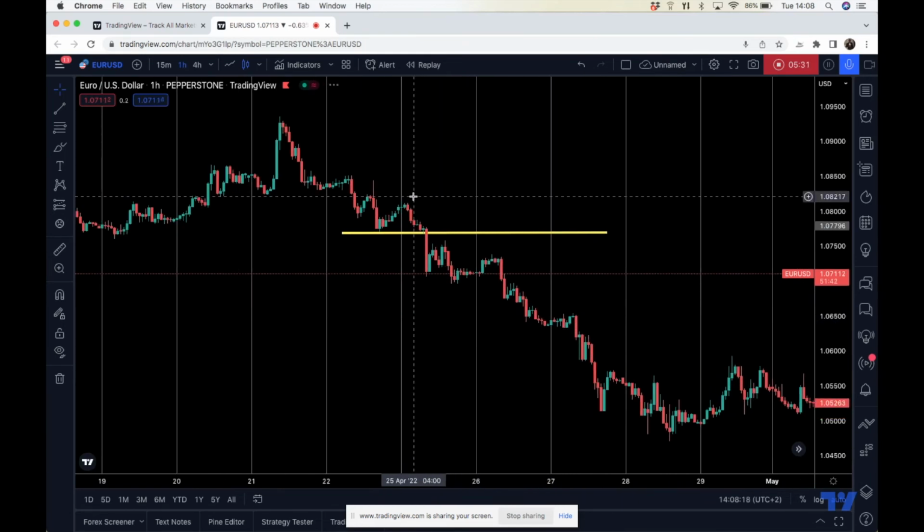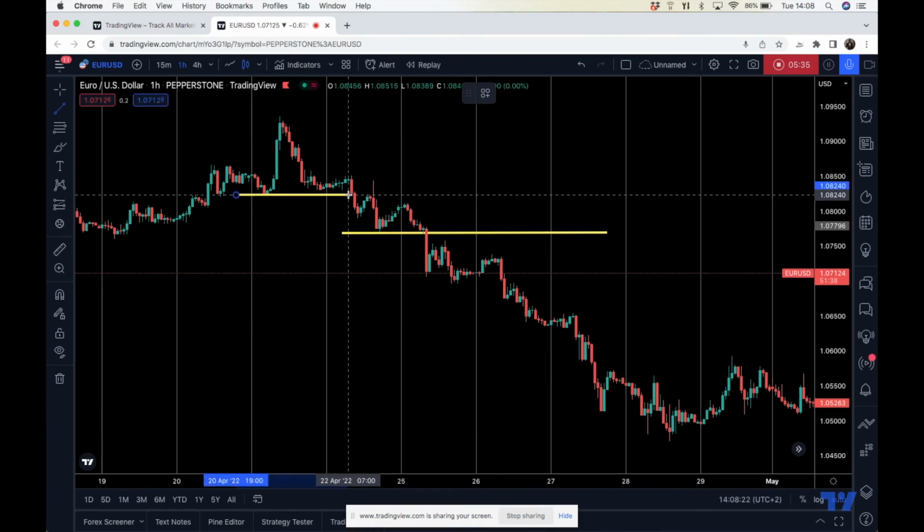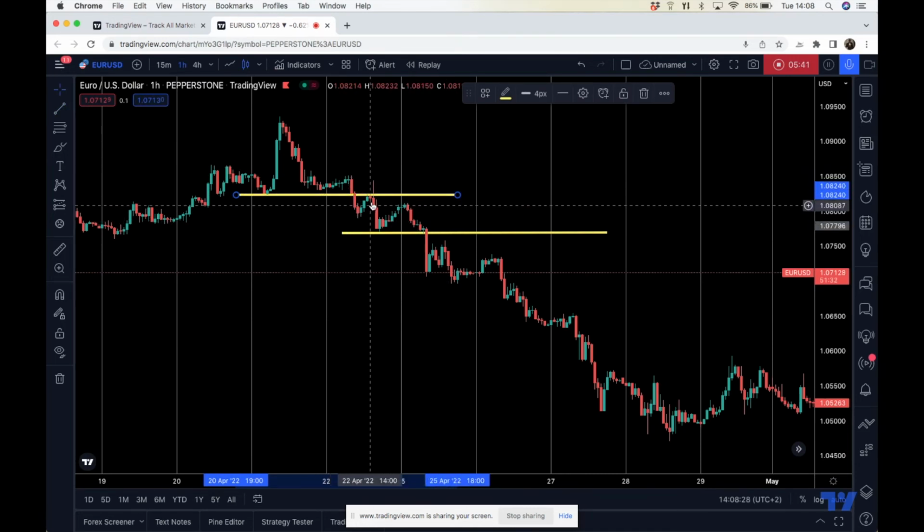There's another level here I'm looking at. Markets have been going up for a long time. It then broke this level, retested it with quite a wicky candle, and then it also went back down.